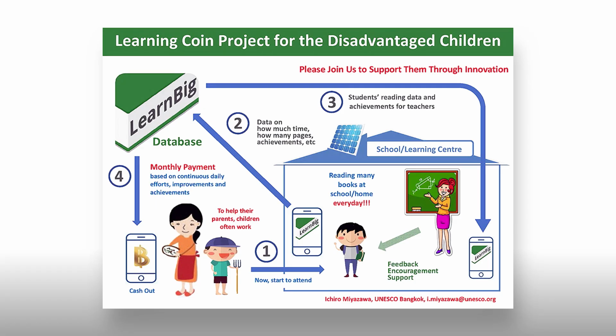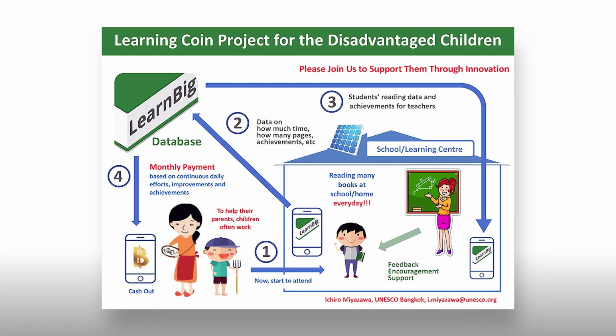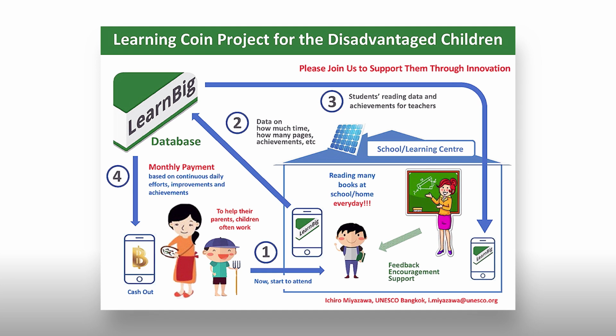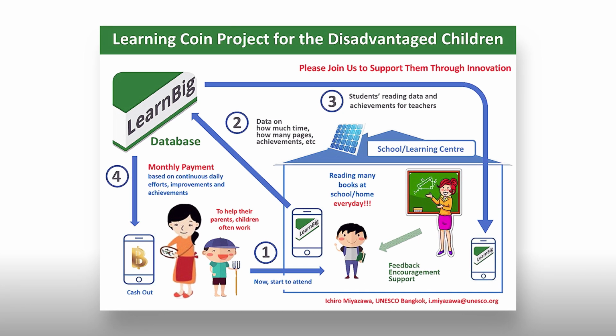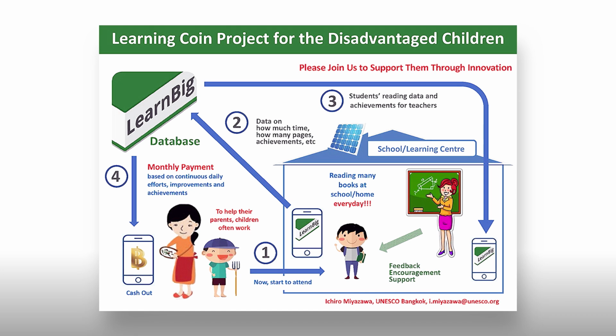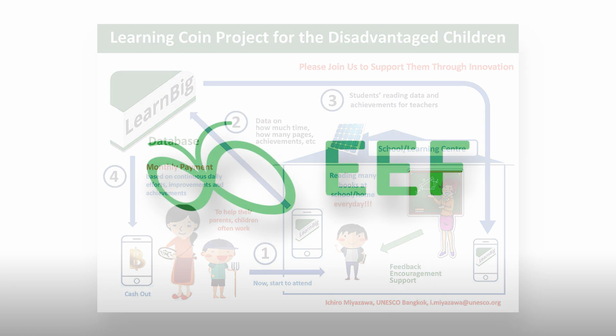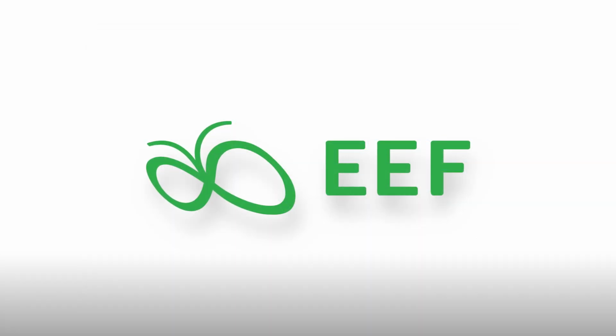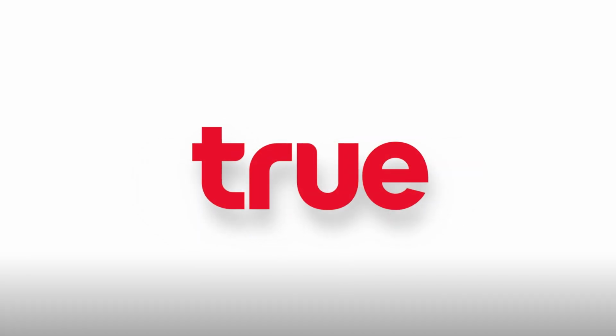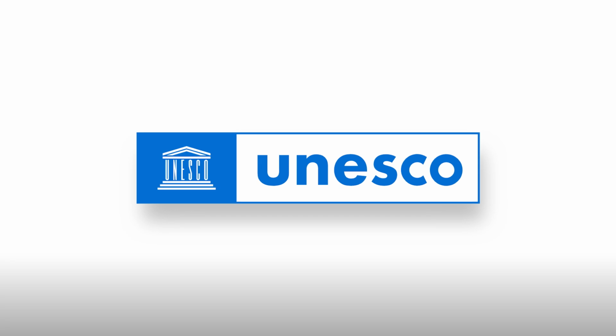A great example of partnership is found in the Learning Coin project, a conditional cash transfer program using data analytics, targeted at migrant learners and out-of-school children in Thailand. The project's goal is to incentivize these children to stay in the education system while allowing them to support their parents. It is funded by the public and private sector, namely the Equitable Education Fund Thailand, the POSCO 1% Foundation, and True Corporation, and implemented by UNESCO Bangkok, the Ministry of Education, and partners.